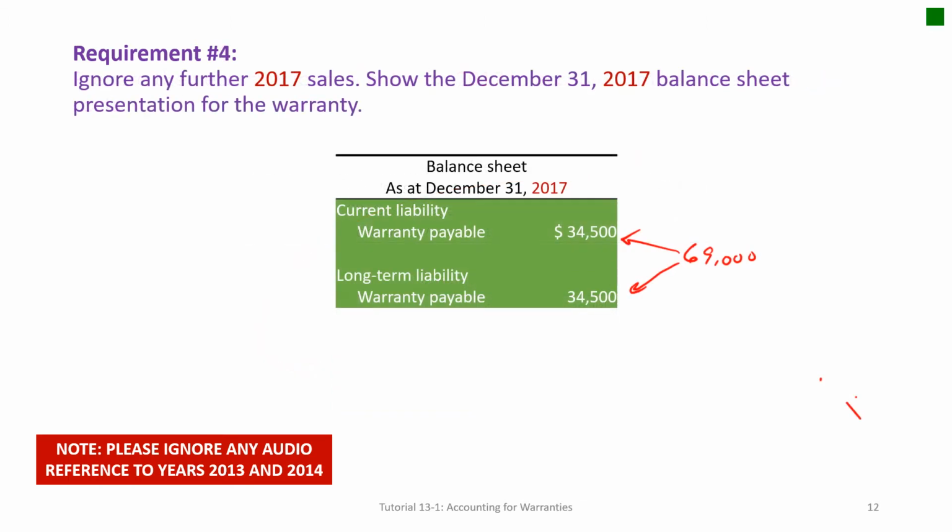The fourth requirement is to show what the December 31st, 2014 balance sheet looks like. We're not going to worry about the sales. We haven't gone further with this problem to generate more sales and additional warranty costs, so we don't have enough information to actually do the income statement. So all we have here on the balance sheet is a current liability of $34,500 and a long term of $34,500, and that is $69,000 spread over the remaining 2 years.